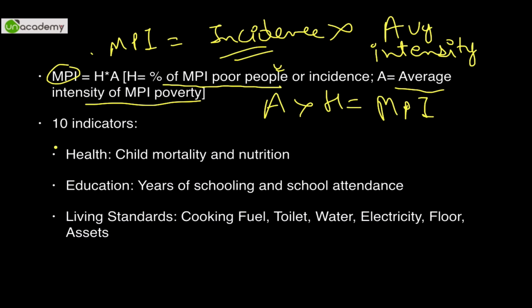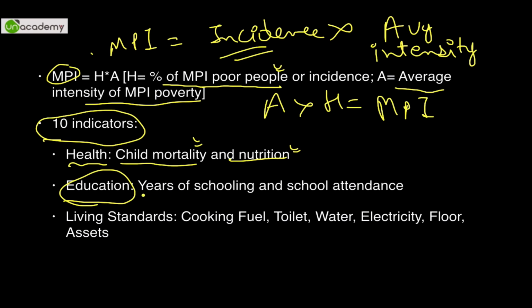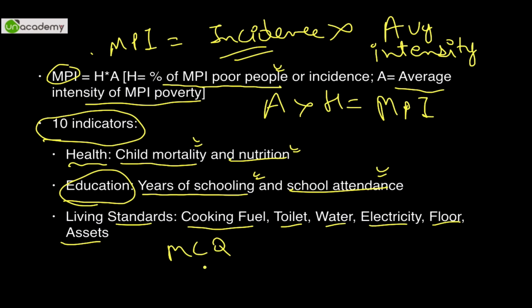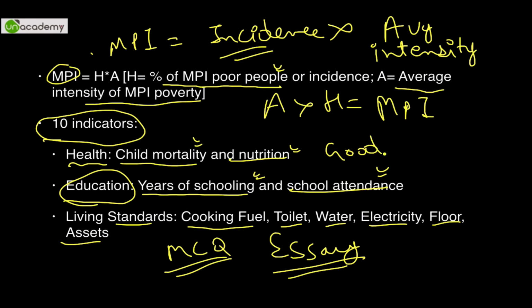Now there are basically 10 indicators which you should remember. In case of health, we include child mortality and nutrition level. In case of education, we include years of schooling and school attendance. Living standards include cooking fuel, toilet, water, electricity, floor, assets. An MCQ can be asked which of the following is not included. And even in essay type answers, if you write which of these are there, it gives a very good impression that you have remembered your stuff.